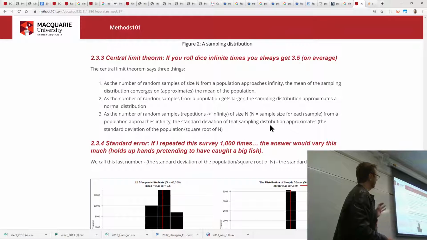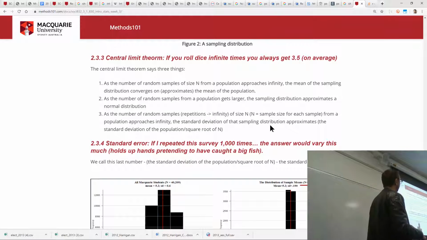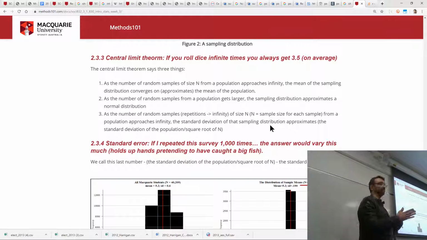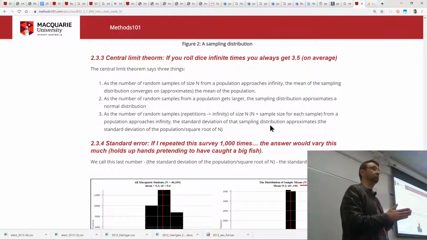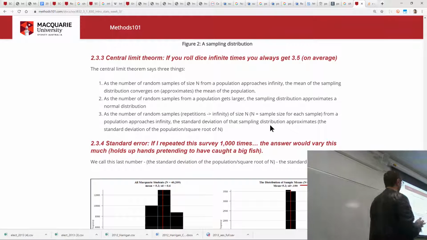3 things, right? As the number of random samples of size n of a population approaches infinity, so this is the number of samples, so as we keep doing that loop over and over and over again, the mean of that distribution approaches the mean of the population. Right? So the mean of that sampling distribution is basically the mean of the population. Fine, that's not really real.